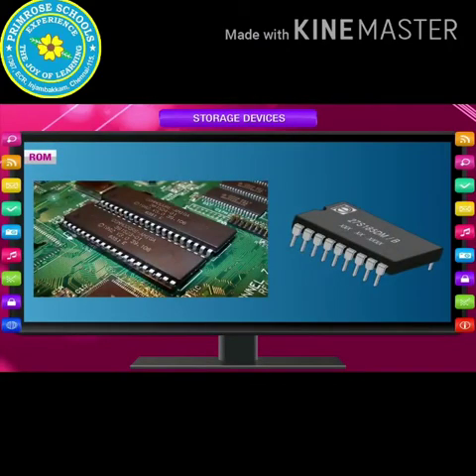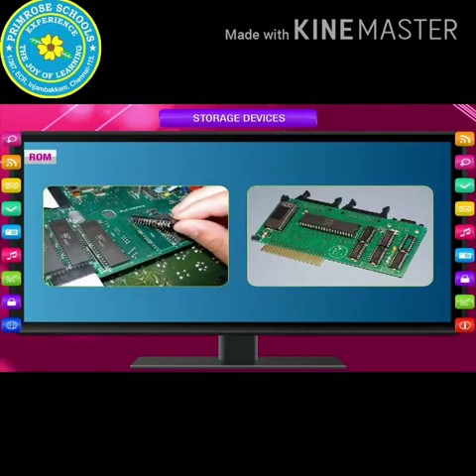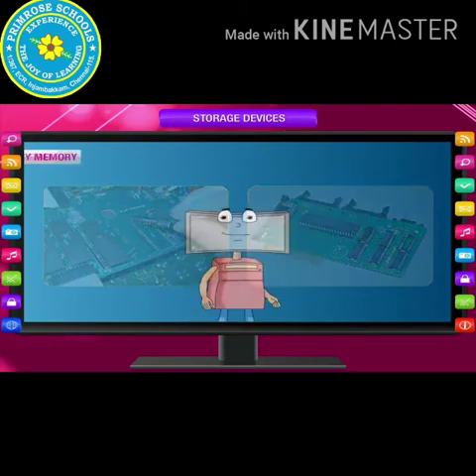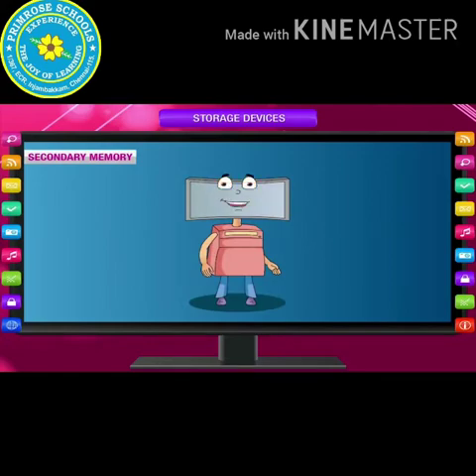ROM, read-only memory. Read-only memory is permanent memory of the computer. The computer manufacturers fix some important programs in ROM, and when we turn on the computer, these programs start to be executed. They check the components of the computer and then permit the computer to load the operating system program like Windows.